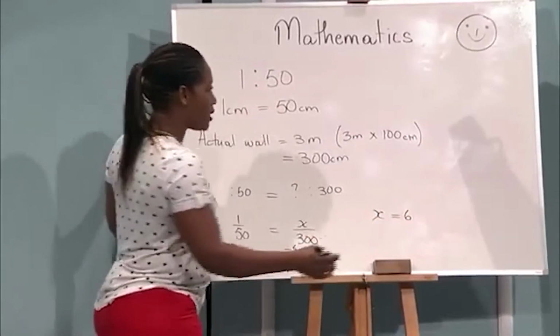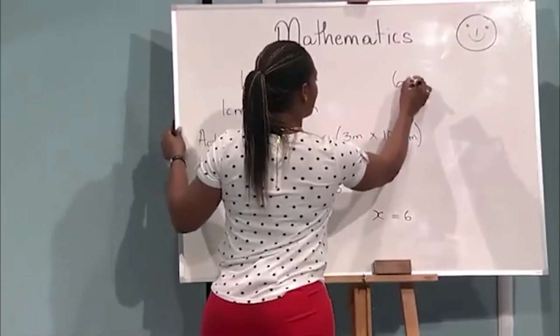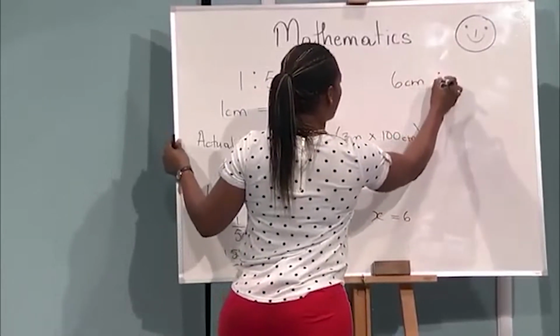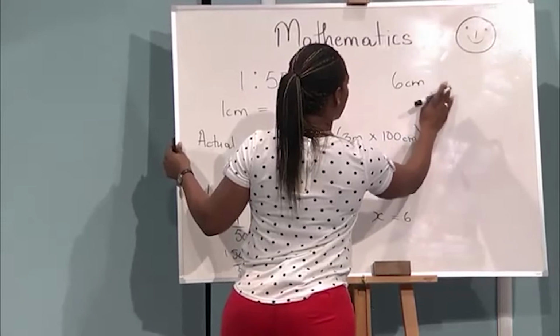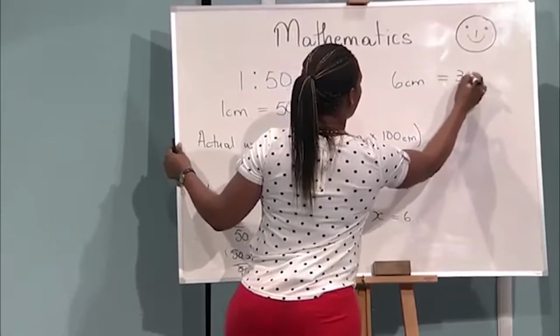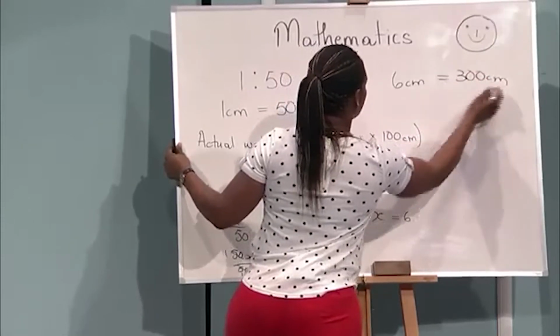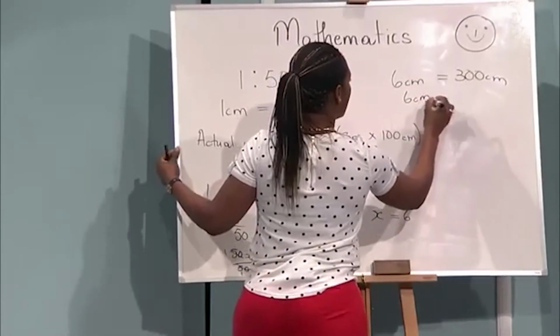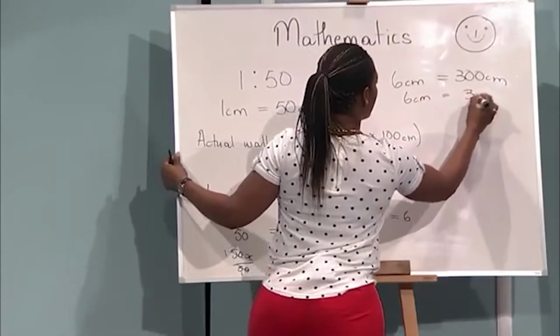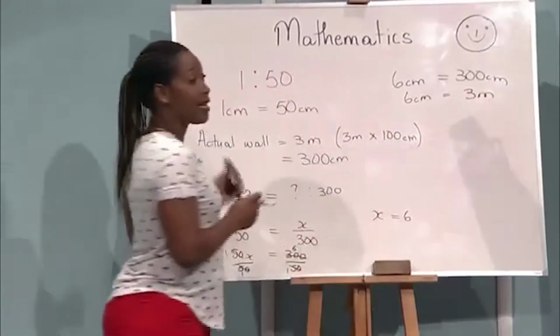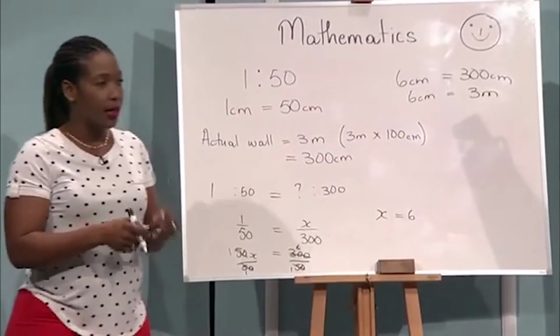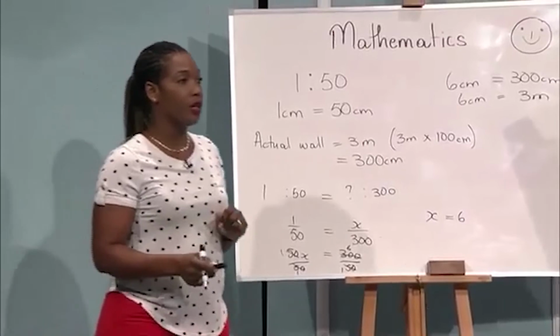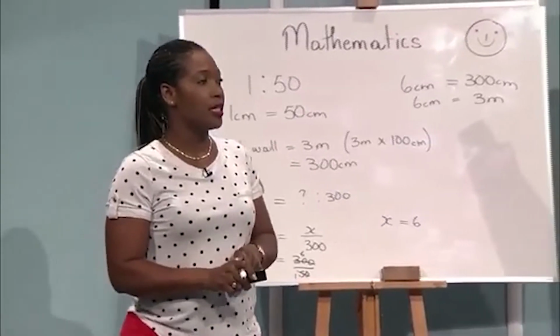In other words, 6 centimeters on the map will represent 300 centimeters in actuality. So 6 centimeters will represent 3 meters. All right, so that's one way I could have worked it. Let us look at another way you could have gone through working this problem.